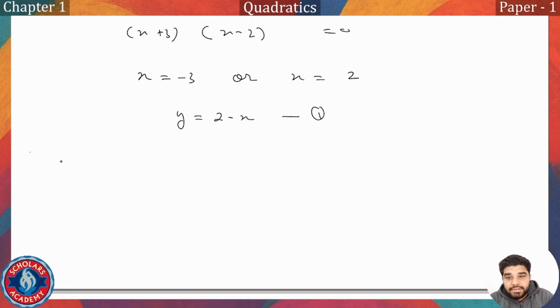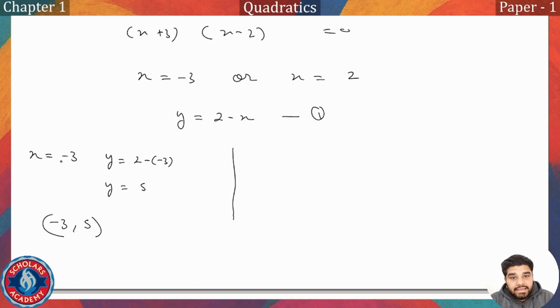So if I substitute x is equal to negative 3, what I will get is y is equal to 2 minus minus 3, that is y is equal to 5, right? And we get our coordinate, that is negative 3 comma 5, and the second value is x is equal to 2. So if I substitute that, we get y is equal to 0, that is we get a coordinate 2 comma 0, right?